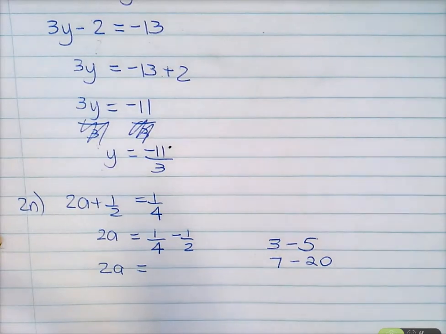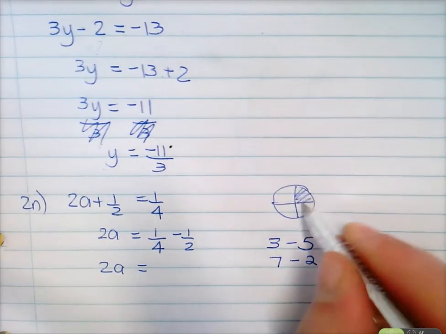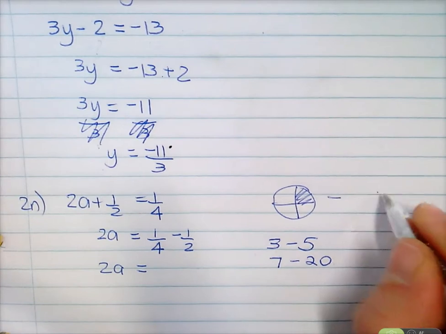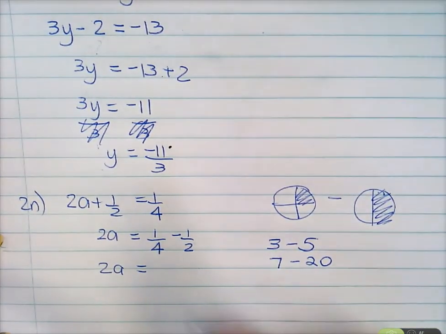So one's a positive, one's a negative. The difference between a quarter and a half is a quarter, but I'm going below 0. A quarter of a pizza minus a half a pizza, you're going to go into the negatives. Negative a quarter.